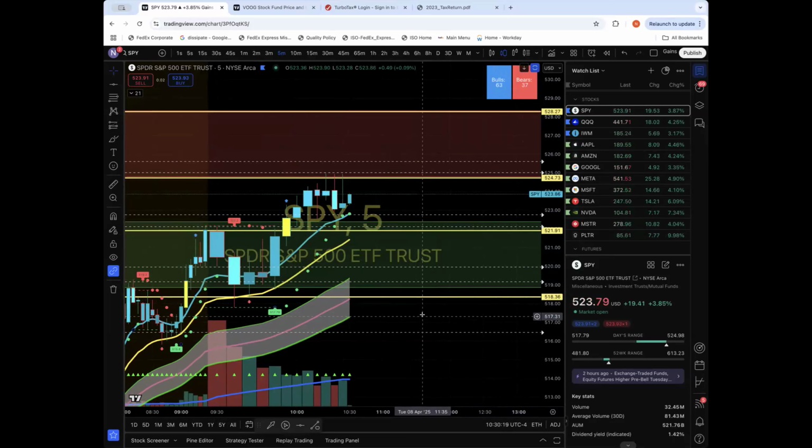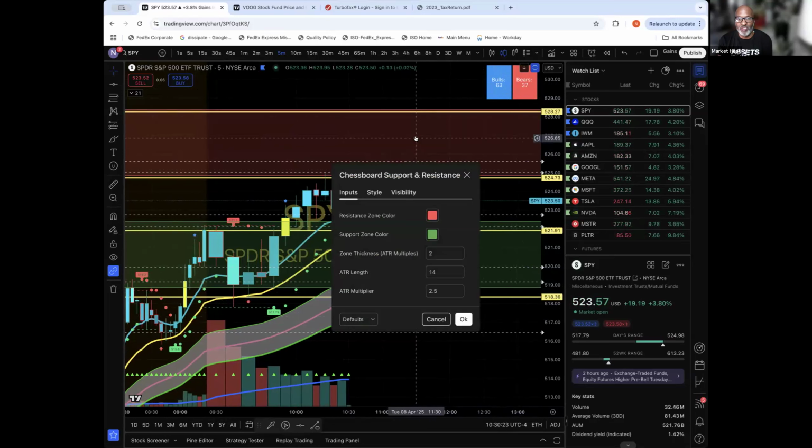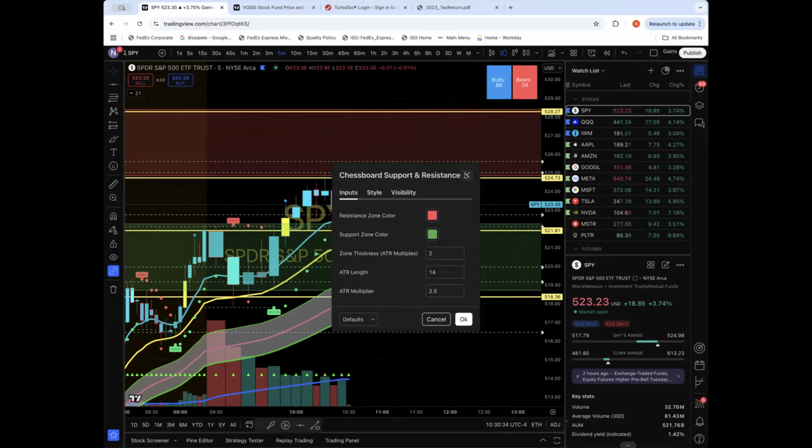How do you get the zones, the red and the green zones, and the little support arrows? That's the chessboard support and resistance. This is the indicator that was created by Mark. This is the one I went over in detail last week.